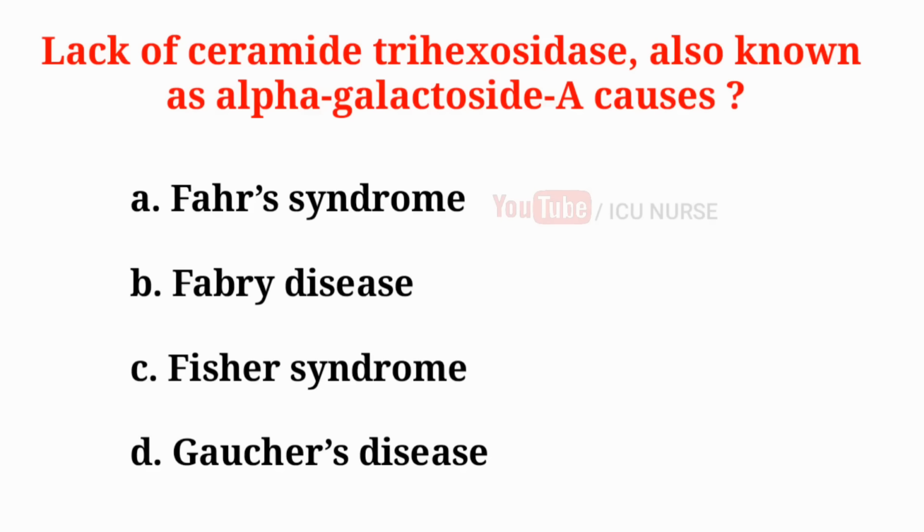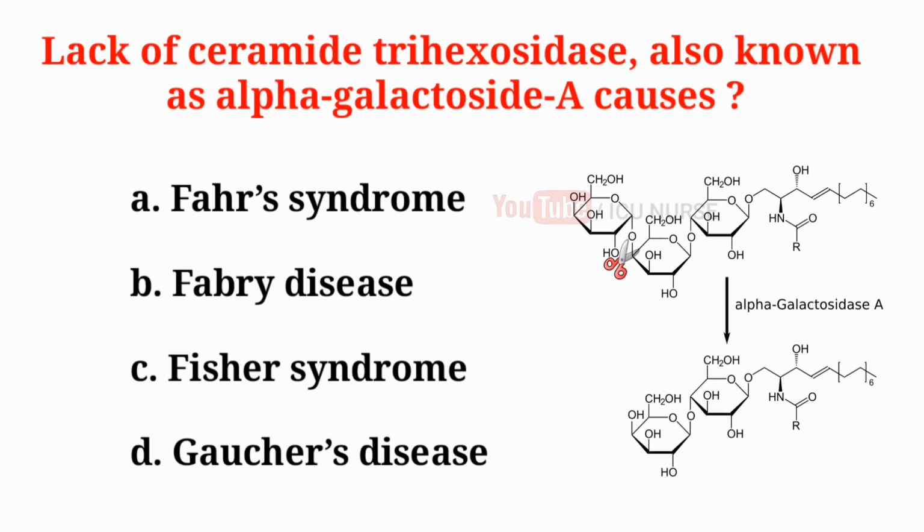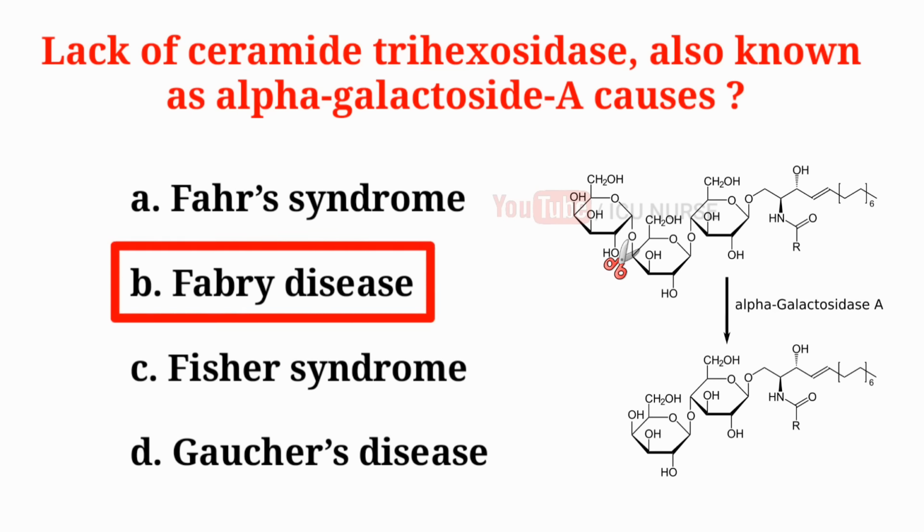Lack of ceramide trihexosidase, also known as alpha-galactosidase A, causes A. Farber syndrome, B. Fabry disease, C. Fisher syndrome, D. Gaucher's disease. And the correct answer is B. Fabry disease.